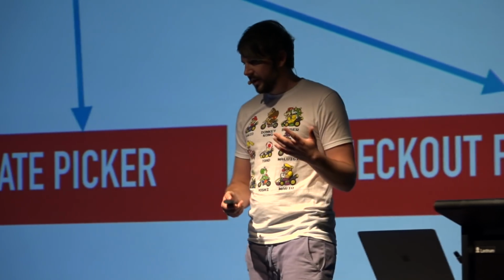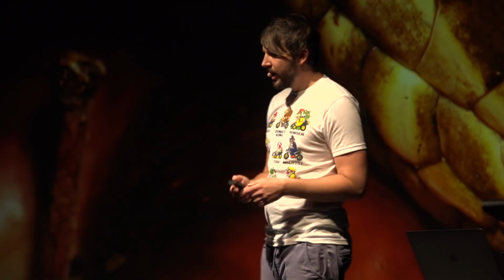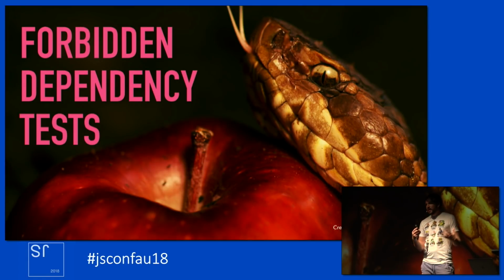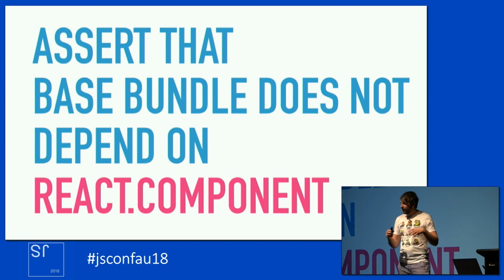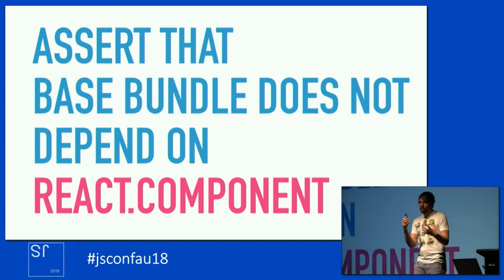The solution we found for this that I think is also a very powerful pattern are forbidden dependency tests. So forbidden dependency tests are a way to assert that, for example, your base bundle does not depend on any UI. Let's take a concrete example. In React, every component needs to inherit from React component. So if you want that no UI at all can get in your base bundle, you simply add that one test saying, React component is not a transitive dependency of my base bundle, and it will just fail, right?